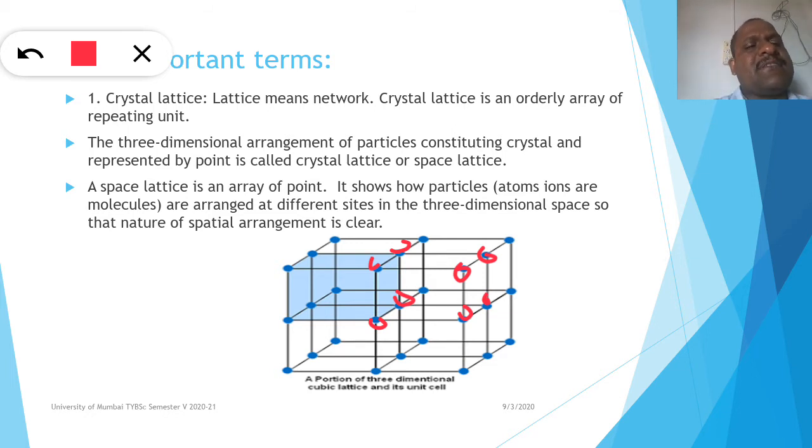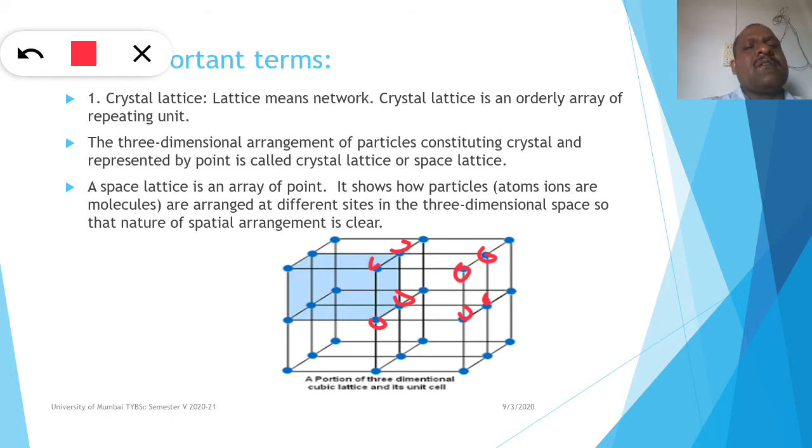What is space lattice? When those points are arranged in a particular fashion in space, it is called a space lattice. It shows how particles like atoms, ions, molecules are arranged at different sites in three-dimensional space, so that you get a spatial arrangement, and that is absolutely clear. That is called a space lattice.